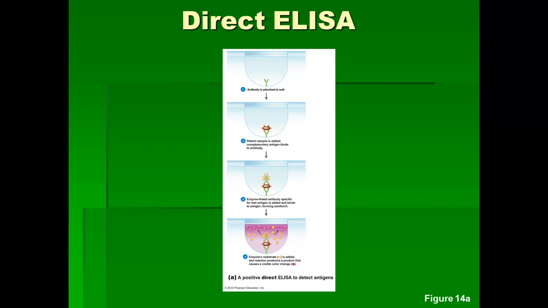So here is a picture of the direct ELISA, and this was a picture showing you the pregnancy test. So there's already in that test an antibody. The woman pees on the stick, and if she has the hormone present, then it would bind with that antibody, and then you will have a color change. And that color change will tell you that you're pregnant.